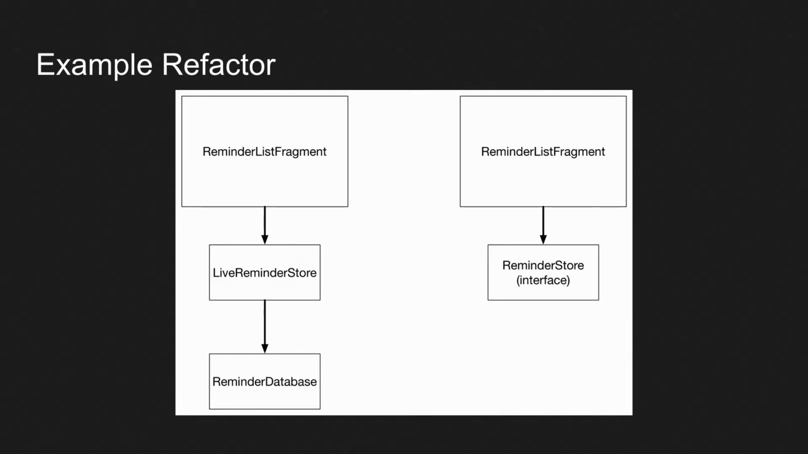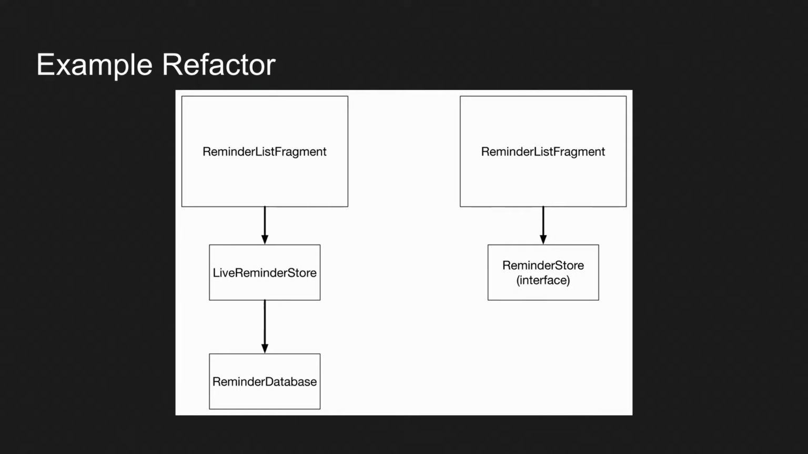So as an example from my little sample app, my reminder list fragment relies on that live reminder store. Now, it's relying on a concrete class here, which is pointing to a database. That's like where my persistence layer is. Now, this is unnecessarily tying these objects together. So my fragment is saying, hey, I can only use this one thing. So if I want to change this out at a later point, it's going to be a huge pain.